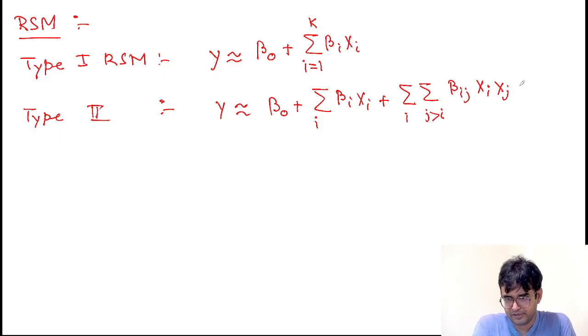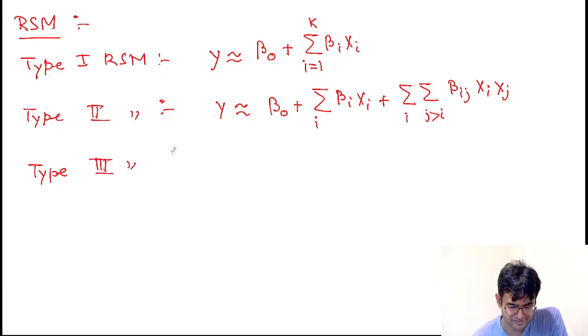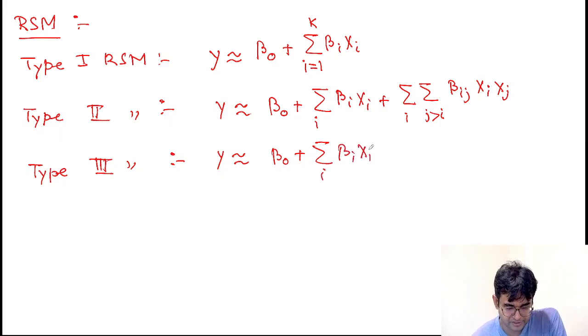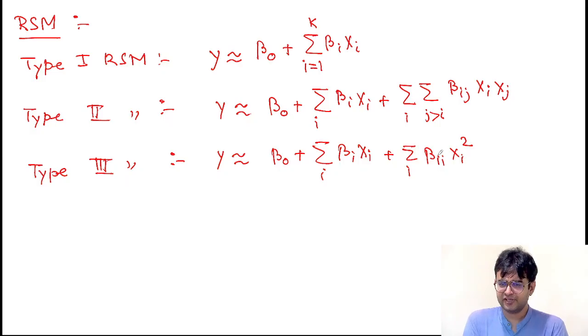Then there is type 3. And by now you have understood that once you know the linear regression model that we discussed, these are all just models that you select. Nothing more, nothing less. In that case, it is beta naught plus summation i beta i xi plus summation i beta ii xi square. This is basically again a quadratic model, a second order polynomial. Okay.